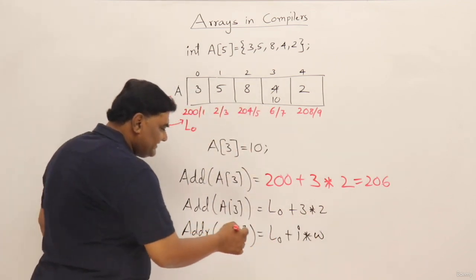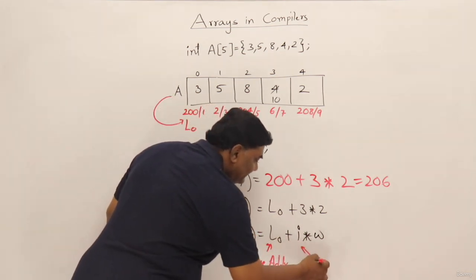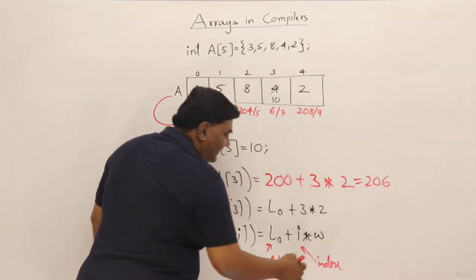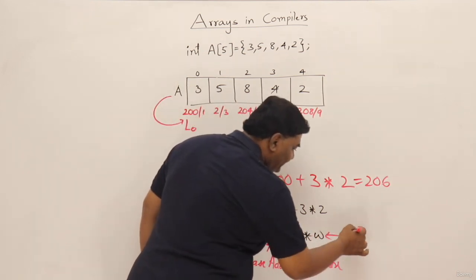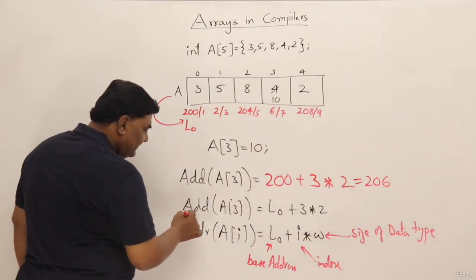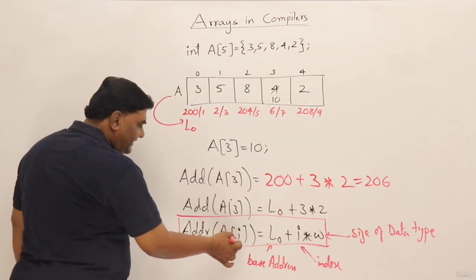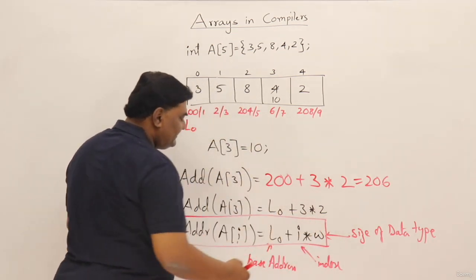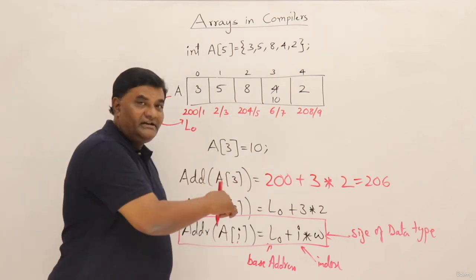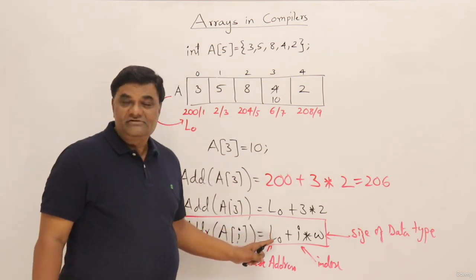So this is base address, this is index, and this is size of data type. So this is the formula used by compiler for converting any index to an address. Now for obtaining the actual address during runtime, our program must know the base address of an array.